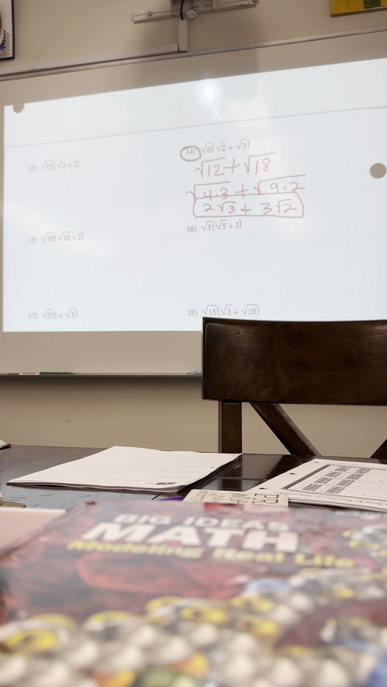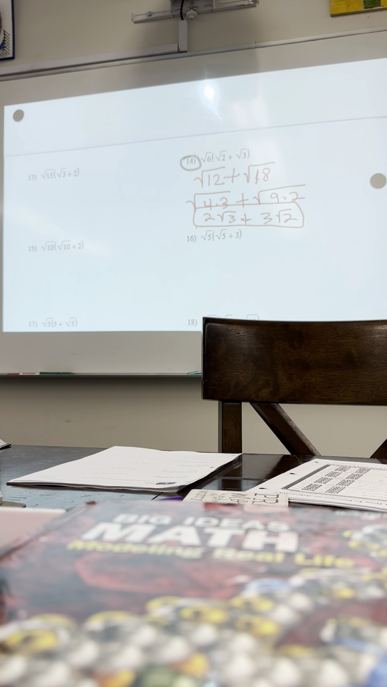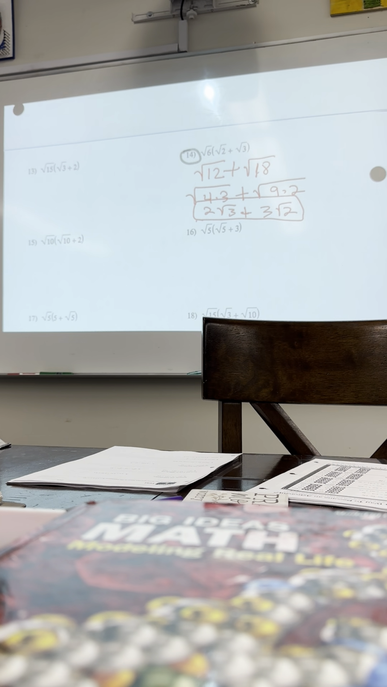Do you not multiply from the outside in, how we did on the last one? What do you mean? Well, we did multiply the root 6's, right? Root 6 times root 2 and got root 12. That was our first step. That make sense?